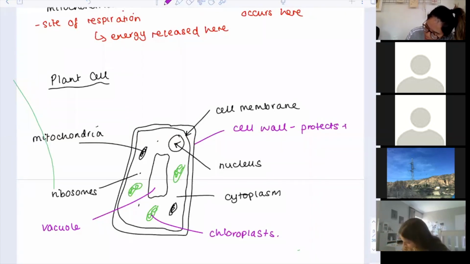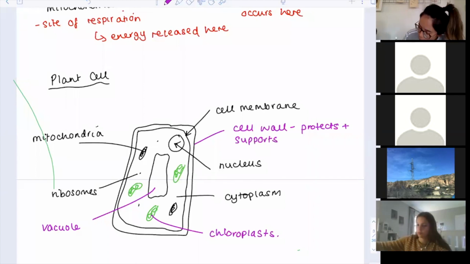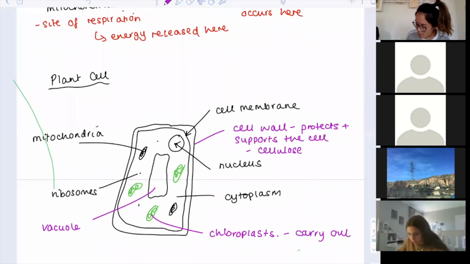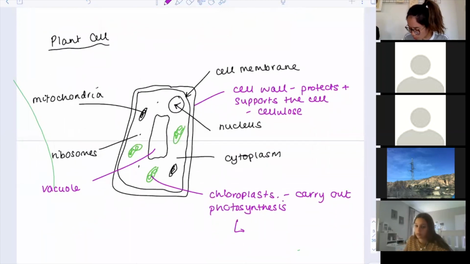Remember that plants don't have bones. So they have to do this by having strong cell walls. And the other thing to be aware of is that the cell wall is made out of a specific sugar known as cellulose. Next up, the chloroplasts. They carry out the number one plant process, which is photosynthesis. And photosynthesis is super important because it's the way in which plants make glucose. So plants are incredibly clever how they harness energy from the sun and they can make glucose using it.